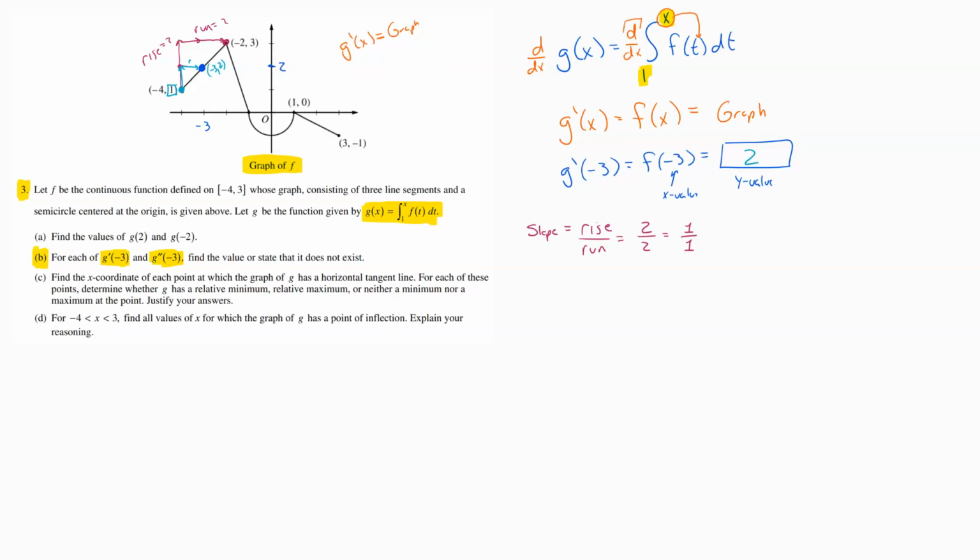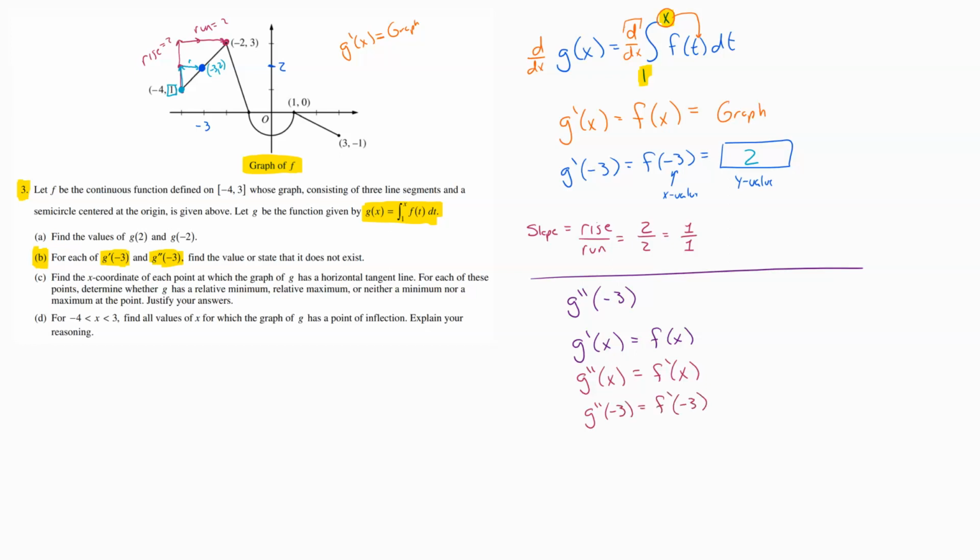Now what we need to do is go find the second piece. We need to go find g double prime of negative 3. We know that g prime of x is equal to that graph that we're looking at. So to find the second derivative of that, I would take the derivative of this side, so g double prime of x is equal to f prime of x. So this is now asking us for, if we plug in our negative 3, g double prime of negative 3 is equal to f prime of negative 3.